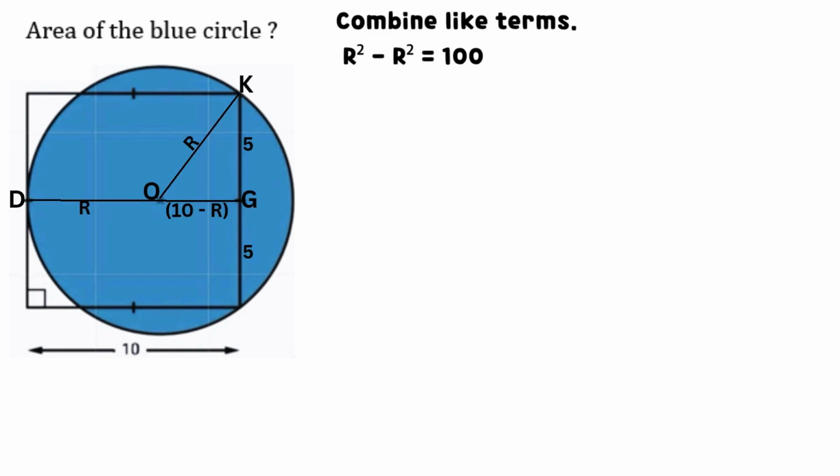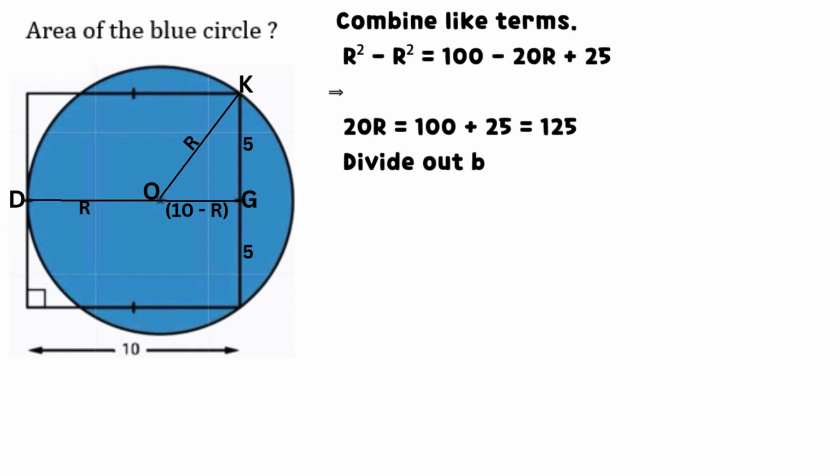Combine like terms, so that R squared minus R squared equals 100 minus 20R plus 25. This implies that 20R equals the sum of 125, which equals 125. Divide out by 20. It follows that R equals 125 divided by 20, which equals 25 divided by 4.